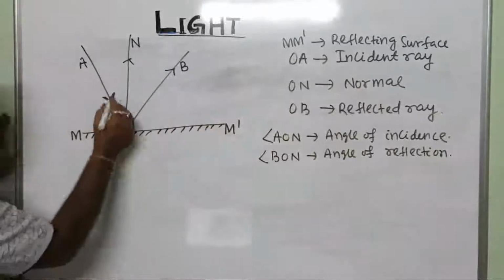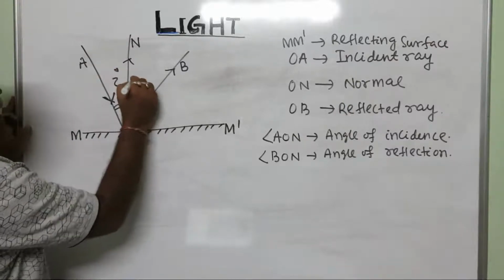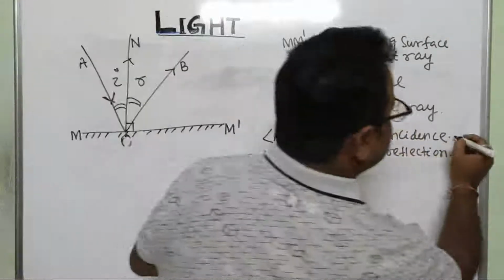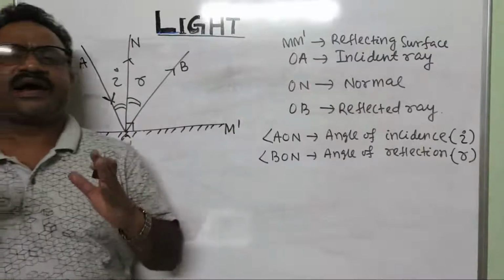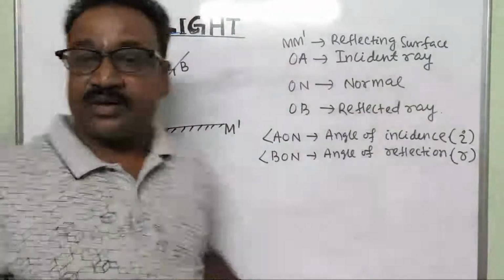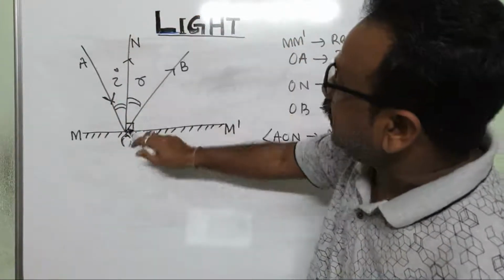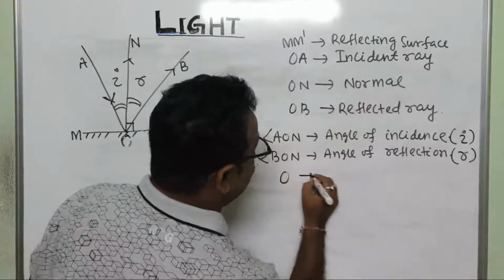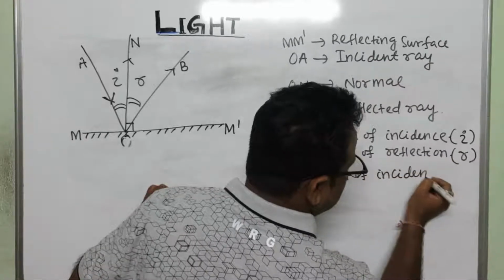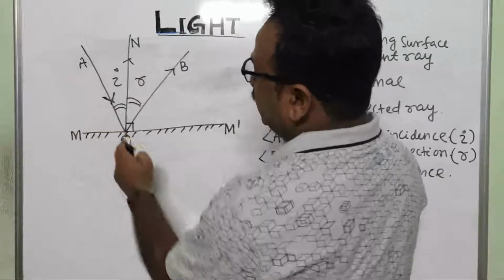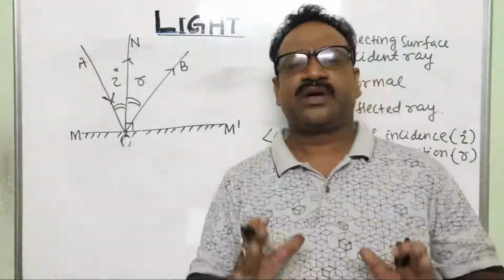So here, this is and this. Angle of incidence is called I, angle of reflection is called R. So from this diagram, we can say OA is the incident ray, ON is the normal, OB is the reflected ray, O is the point of incidence. Angle AON is I, angle of incidence. Angle BON is R, angle of reflection.